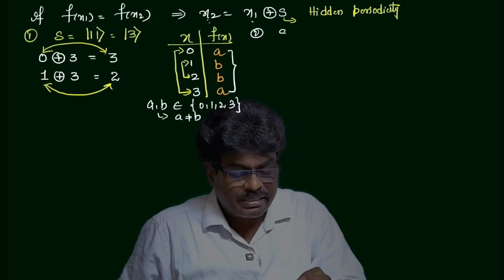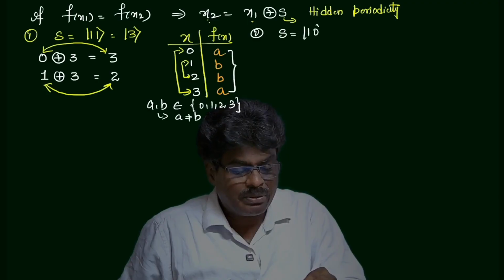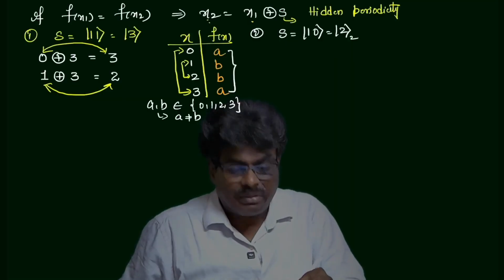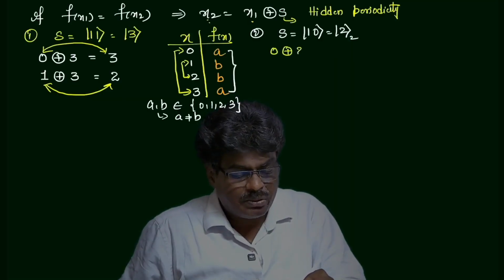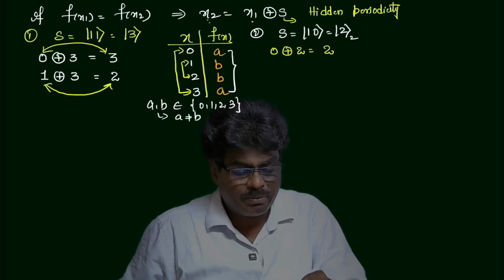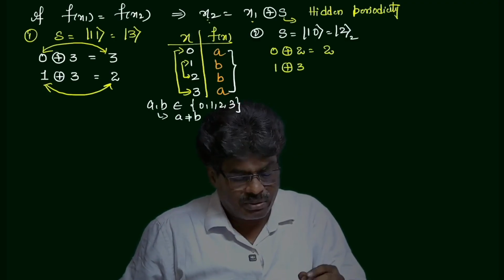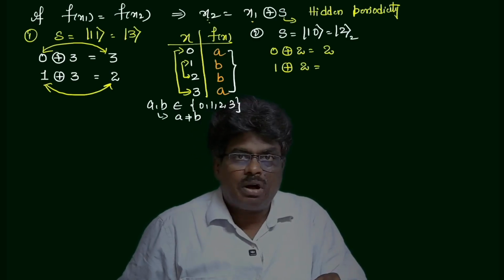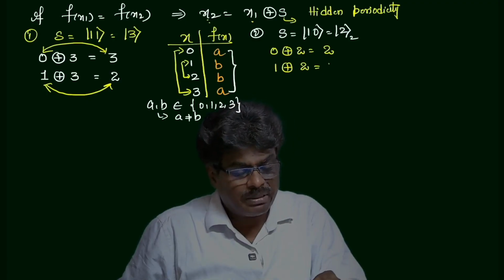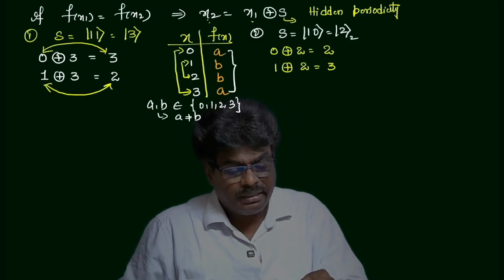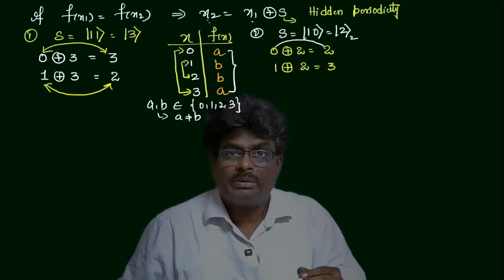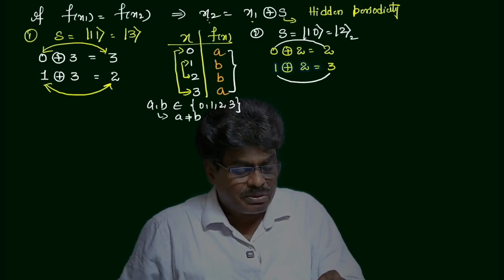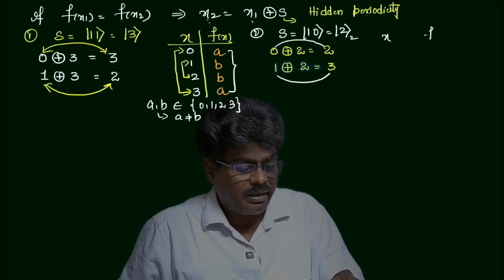Next, if I take second example, S is equal to, I am taking 1 0, let it be 2. So 2 qubits. Now careful. So 0 XOR 2, which is equal to 2. No problem. 1 XOR 3, sorry, XOR 2. So there is no common. So 1 and 2 no common, that's why it is 3. It's very clear. 0 and 2 have same output. 1 and 3 have same output.